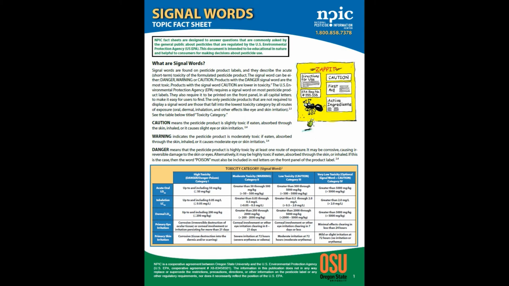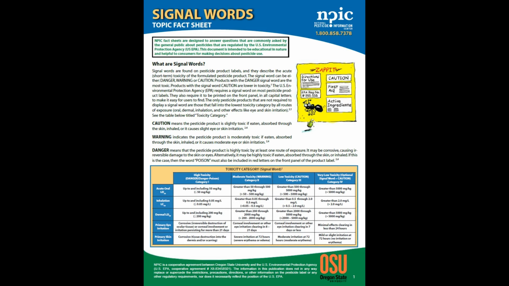This PDF file can be found on the internet, and I will link it in the description. It was created as a collaboration between Oregon State University and the National Pesticide Information Center. I find this a very passionate topic. If people are going to use pesticides effectively, efficiently, and most of all safely, then they need to understand these signal words. They need to understand them for their own benefit and also for the benefit of others.